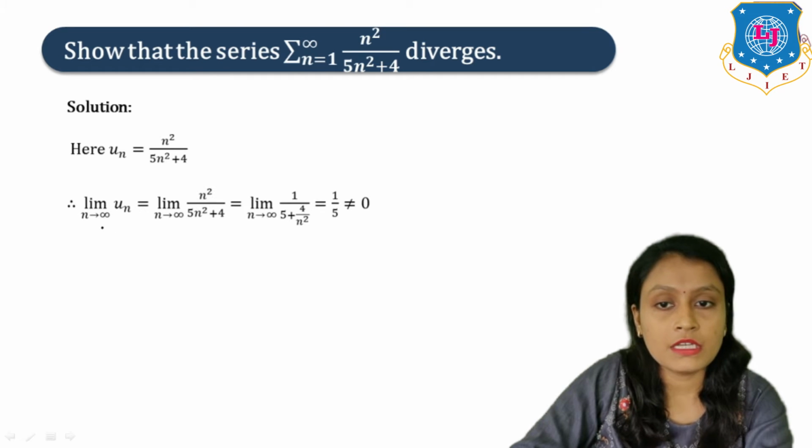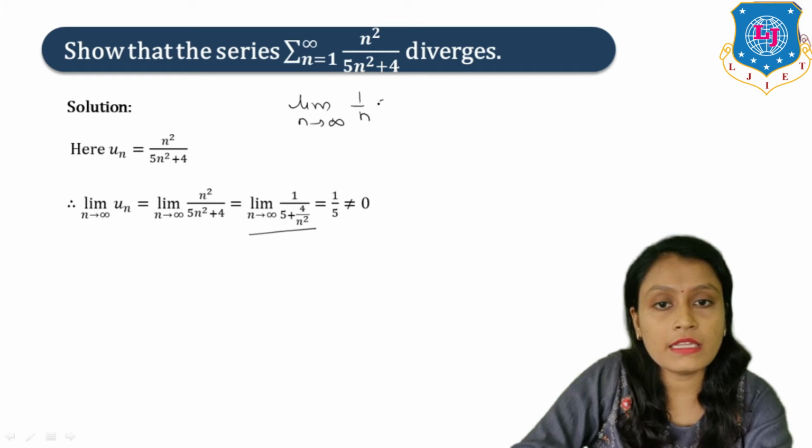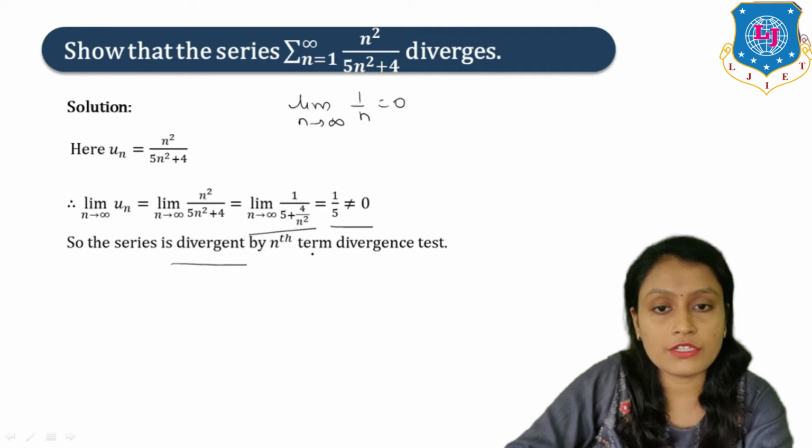Now we will apply the limit. So limit n tends to infinity un equals limit n tends to infinity n square upon 5n square plus 4. Okay, take n square common from the denominator, it will get cancelled. So what remains is limit n tends to infinity 1 upon 5 plus 4 upon n square. Okay, and we know this limit n tends to infinity 1 upon n is equal to 0. So this term is 0. So what remains is 1 upon 5, which is not equal to 0, right? Therefore, we can say that the series is divergent by the nth term divergence test.